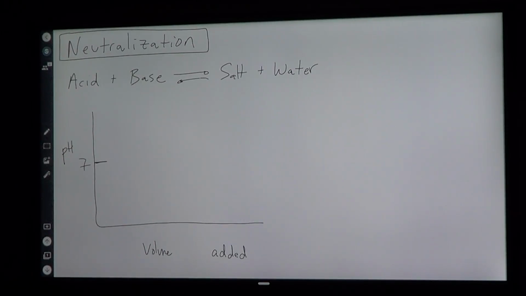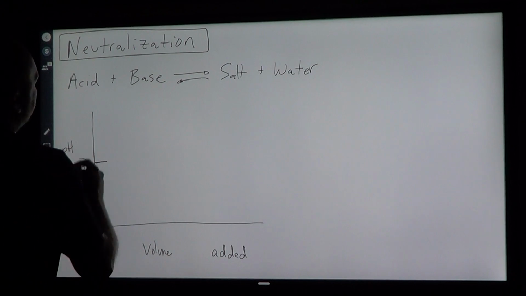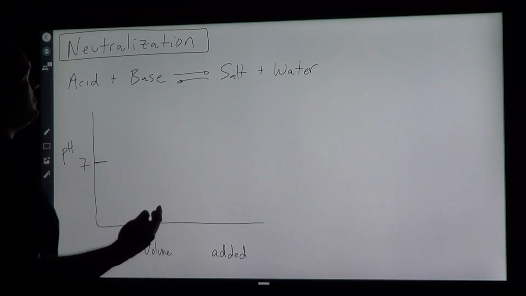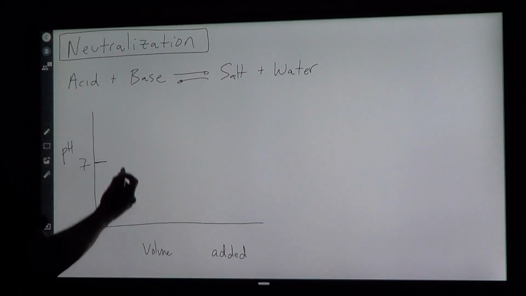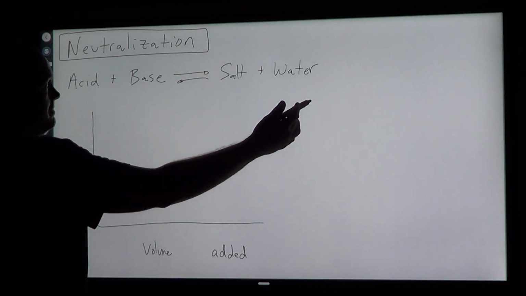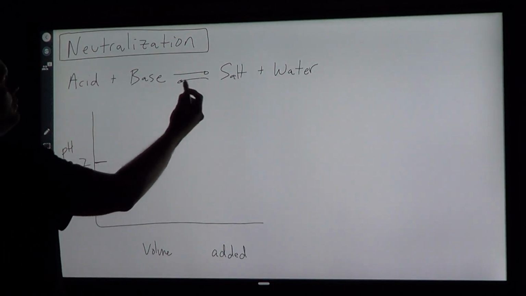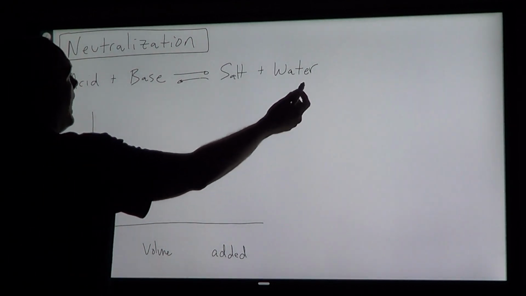Neutralization reactions. Because acids and bases are opposites, when we mix them, their solution always becomes closer and closer to neutral. So if we add equal amounts, we should eventually become equal. But here's the basic equation for all neutralizations. If you mix an acid and a base, you'll always get a salt and water.